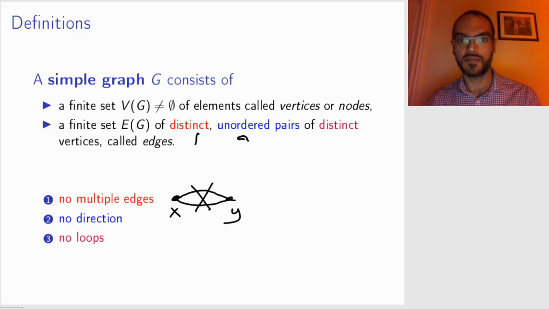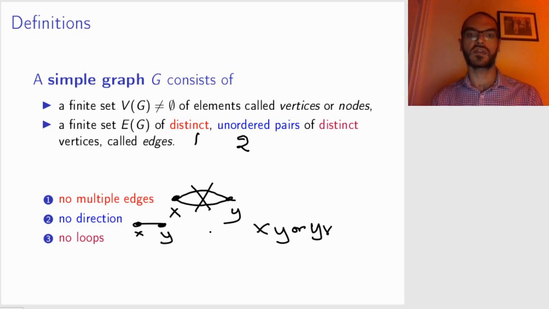The fact that the pairs are unordered means that we don't have any direction. So if we have x and y, this edge, we can call it xy, we can call it yx. It doesn't matter, it's the same thing. So there is no first vertex and second vertex, there's no arrow of direction.